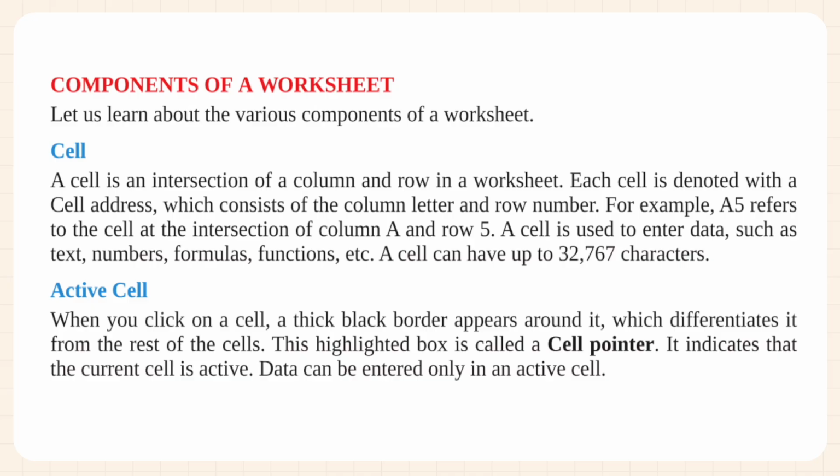Active cell. When you click on a cell, a thick black border appears around it, which differentiates it from the rest of the cells. This highlighted box is called a cell pointer. It indicates that the current cell is active. Data can be entered only in an active cell.